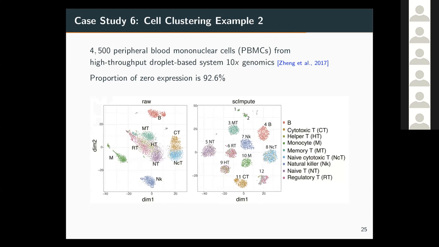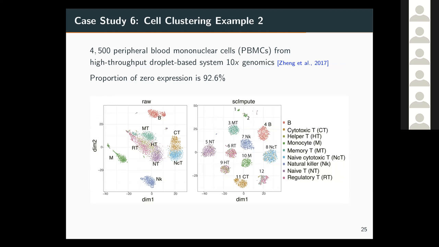So we can first look at the first two dimensions resulting from the t-SNE method based on the raw data. And we can see that, for example, on the left side, the cytotoxic T cells and the naive cytotoxic T cells are grouped together. In the middle, the memory T cells, the helper T cells, regular T cells, and the naive T cells also form a large group. However, after we apply scImpute and also do the dimension reduction, we can see that different immune cell types can be separated based on the first two dimensions.